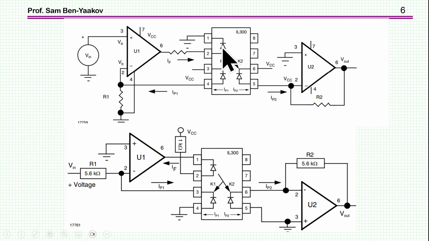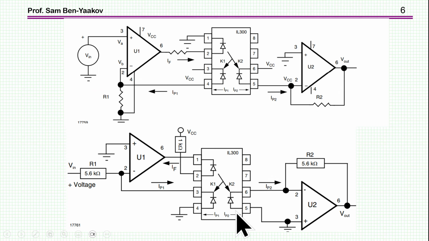This is the LED. Here we have a feedback in which the light is affecting the current of this primary diode and, in fact, stabilizing this current. I'm going to analyze it in the next few slides. And then, since the current here and the current here are the same, we're going to get an output which is related to the input by a fixed ratio.